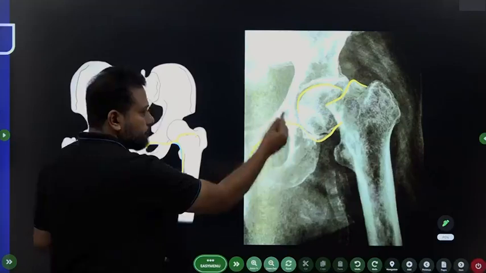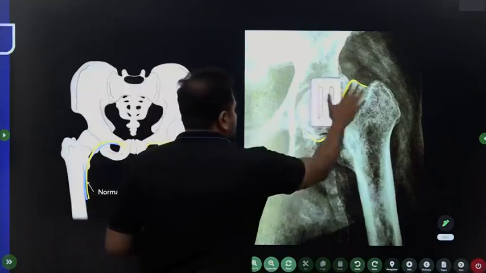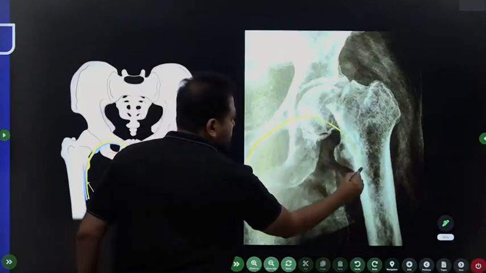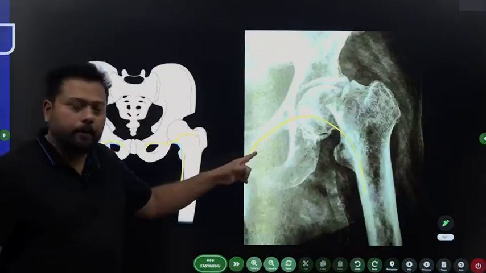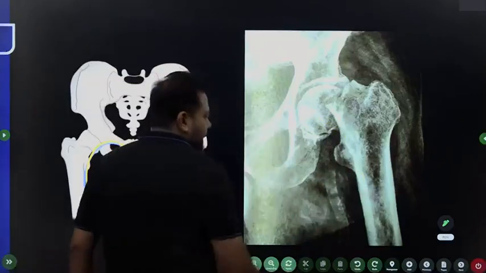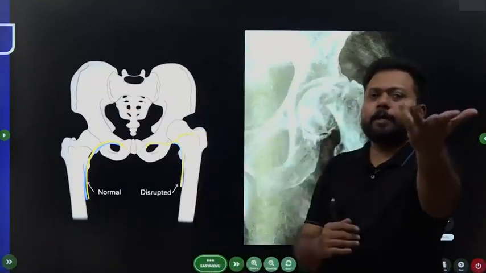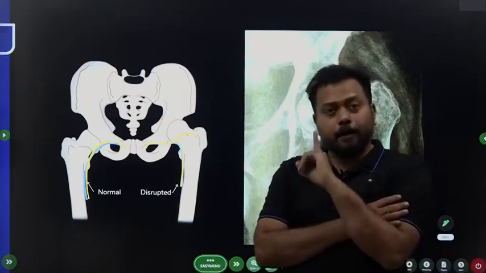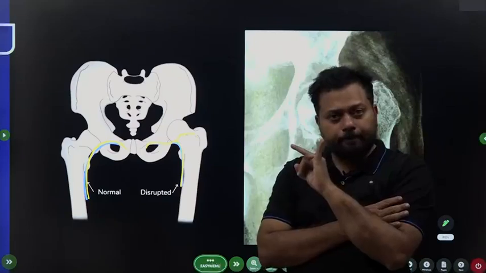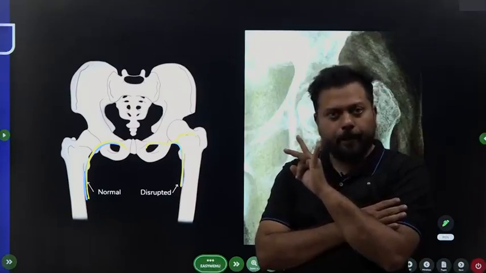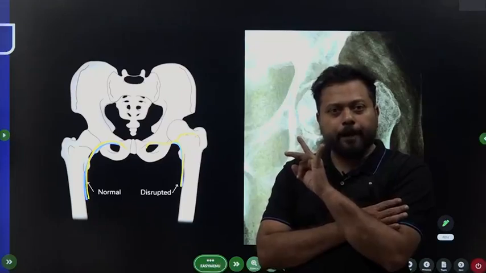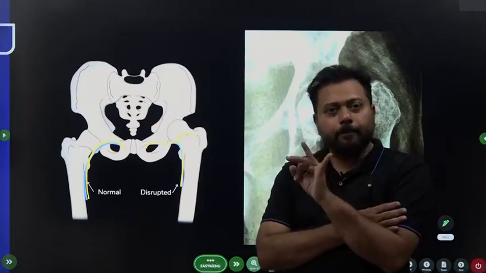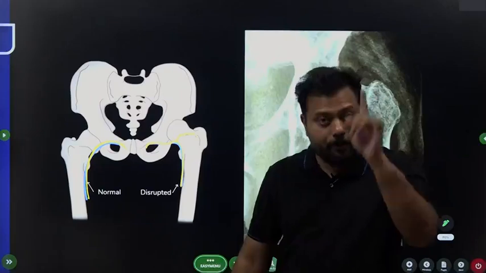Normally, if there is no fracture neck of femur, it should come like this. So this is called breakage of Shenton's line. Whenever you come across, dear friends, in radiology or in orthopedics, breakage of Shenton's line, the differential diagnoses are fracture neck of femur, posterior dislocation hip, congenital dislocation hip. So what are the three important causes for breakage of Shenton's line? Fracture neck of femur, posterior dislocation hip, congenital dislocation hip. In these three situations, there will be breakage of Shenton's line.